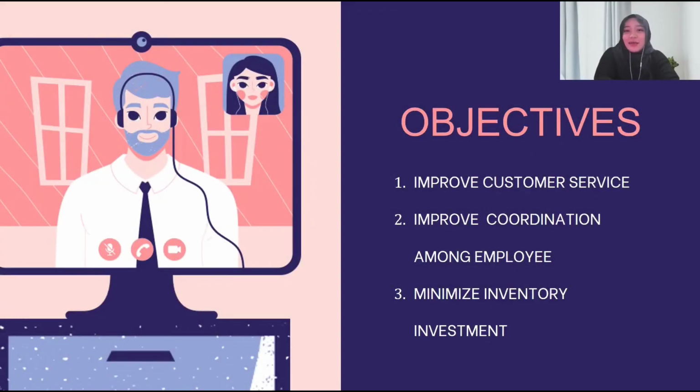Assalamualaikum and hi everyone. My name is SITI ADIBAH and now I'm going to continue with the objectives of the MRP system. The first objective is to improve customer service. The MRP system helps manufacturers make the production schedule easier so that they don't have to spend much on labor time to produce the product and a lot of money can be saved by the company.